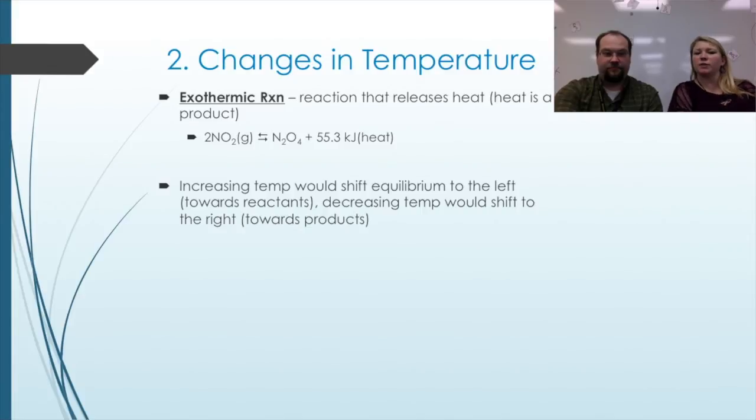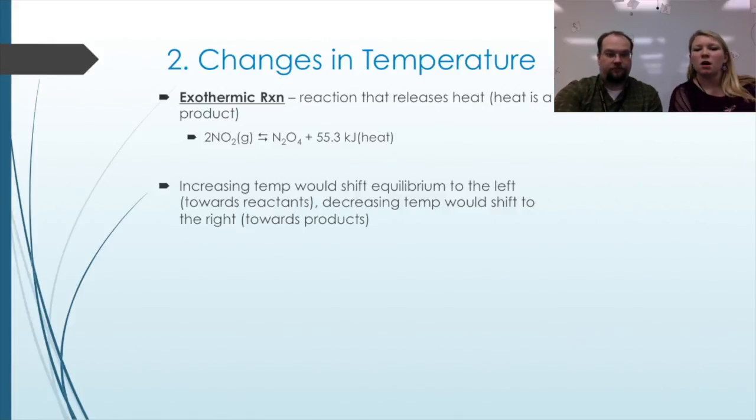Now here's where it gets tricky. If I increase the temperature of that system, where's my heat? My heat's on the product side, so I'm going to shift opposite the heat. It's like adding a reactant, except in this case it's temperature. So I'm going to shift away from the side with temperature on it. Now if I decrease the heat, I of course go the other way, towards the heat.